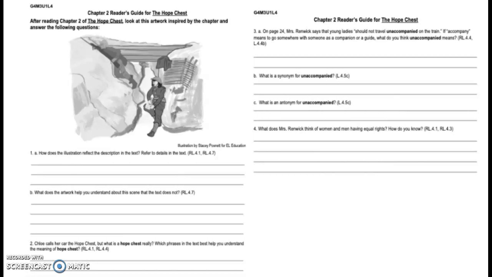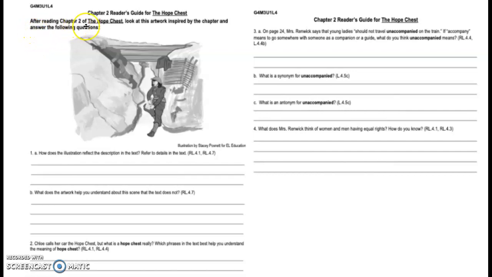Hello, class. Today we're going to be doing the Chapter 2 Reader's Guide for the Hope Chest. If you have not found this in your Elevate book, please pause the video, pull out your Elevate book, and find these 2 pages. Okay, let's read the directions.